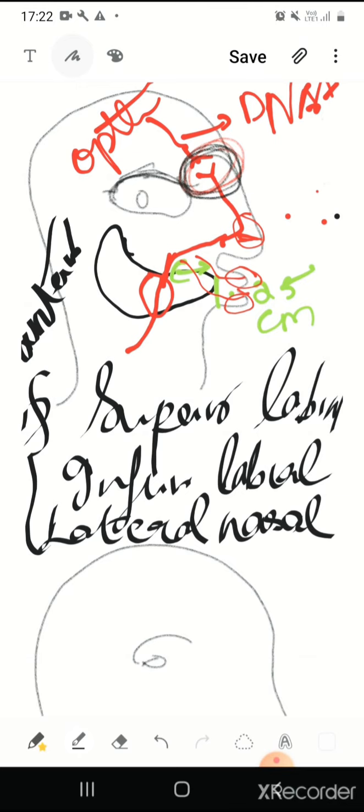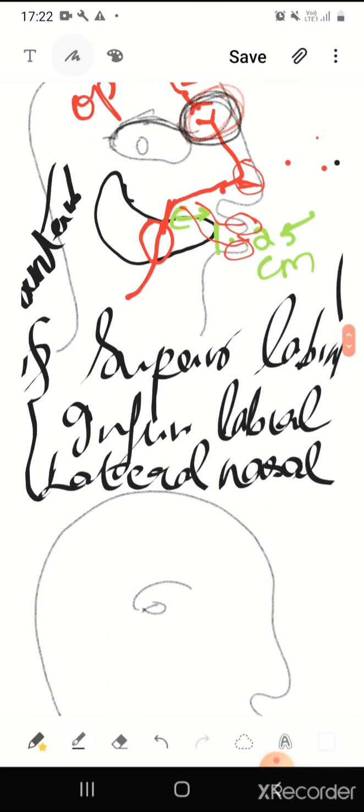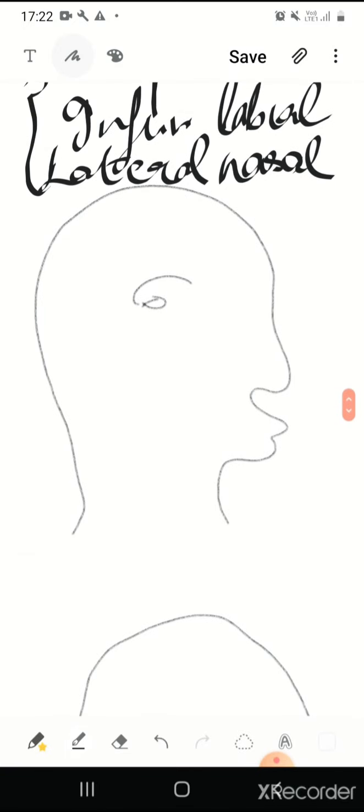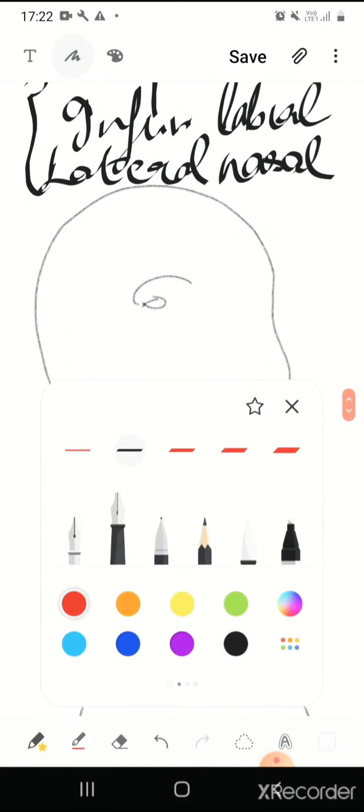Apart from it, there are also some unnamed posterior branches for the facial artery, about which there's no need of talking because they're unnamed and insignificant. Okay, so these anterior branches will be anastomosing with the corresponding branches present on the opposite side of the face. So let's draw the branches alone.